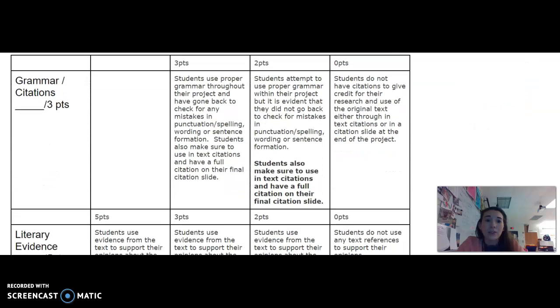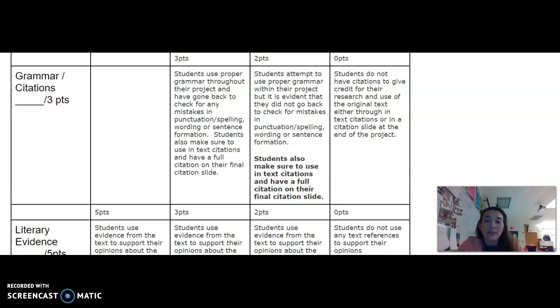Alrighty. So as far as grading goes, we have different categories. Category 1 is grammar and citation. So this is a 3-point category. Students use proper grammar throughout their project and have gone back to check for mistakes in punctuation, spelling, words, and sentence formation. Students also make sure to use text citations and have a full citation on their final citation slide. So that's how you would get your full 3 points for grammar and citations. Obviously, those points go down if those things are not met.